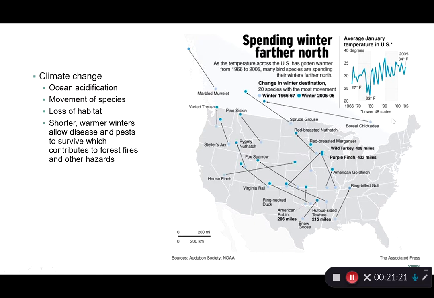So you can see on the graph here, some species that were starting to migrate pretty far. I mean, 400 miles for wild turkeys, 433 miles for the purple finch. So we're seeing pretty significant migrations of species being able to winter and spend time farther north. You can see average temperatures in the U.S., their change over time. Spike back in the 60s. The 70s, we talked about how there were fears in the 70s of a global ice age occurring, but then you can start to see a fairly consistent climb since the 80s. So, we talked about how shorter, warmer winters are contributing to forest fires, pests, and so forth.